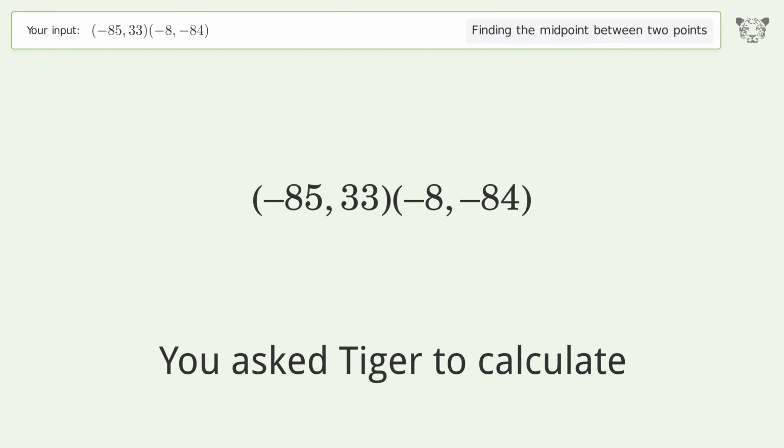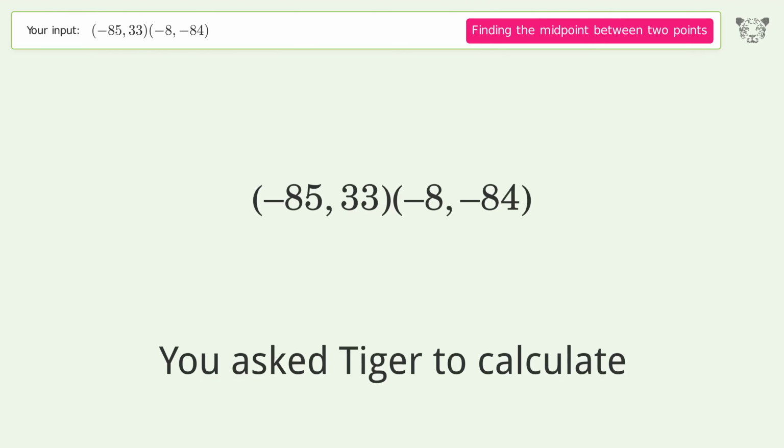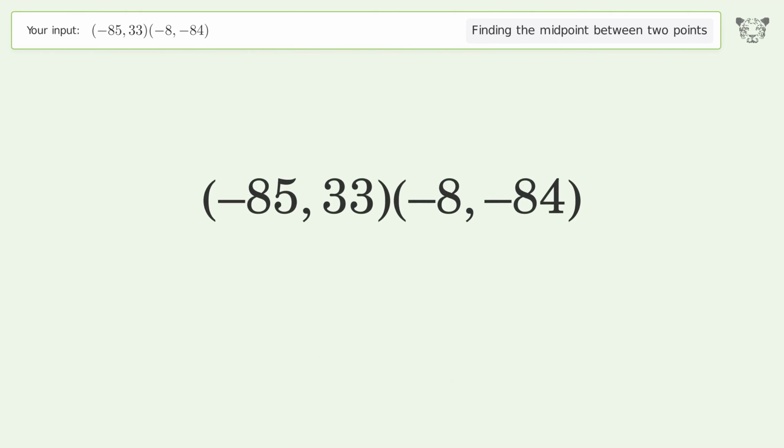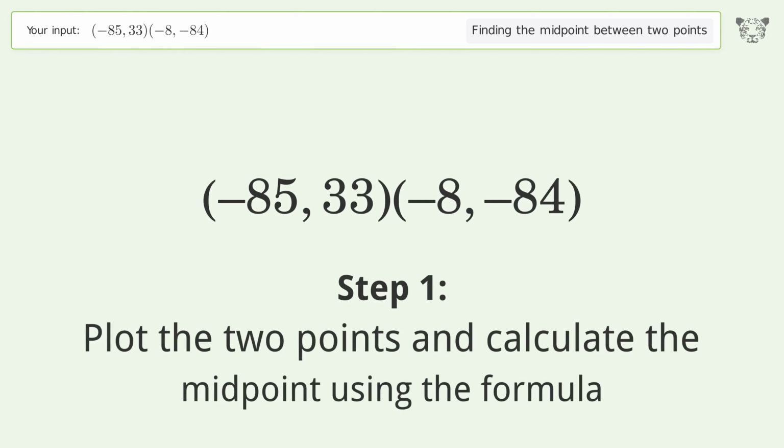You ask Tiger to calculate. This deals with finding the midpoint between 2 points. The midpoint between the 2 points is -46.5, -25.5. Let's solve it step by step. Plot the 2 points and calculate the midpoint using the formula.